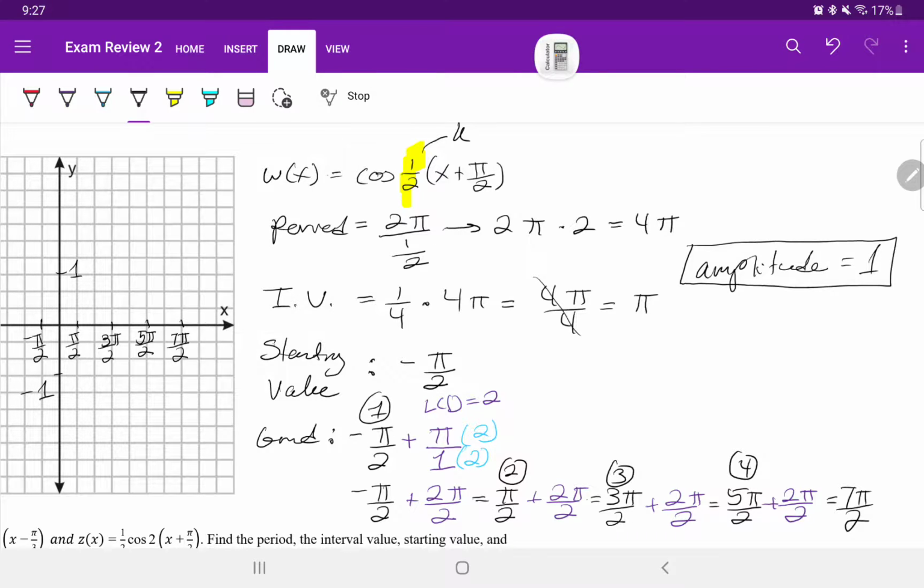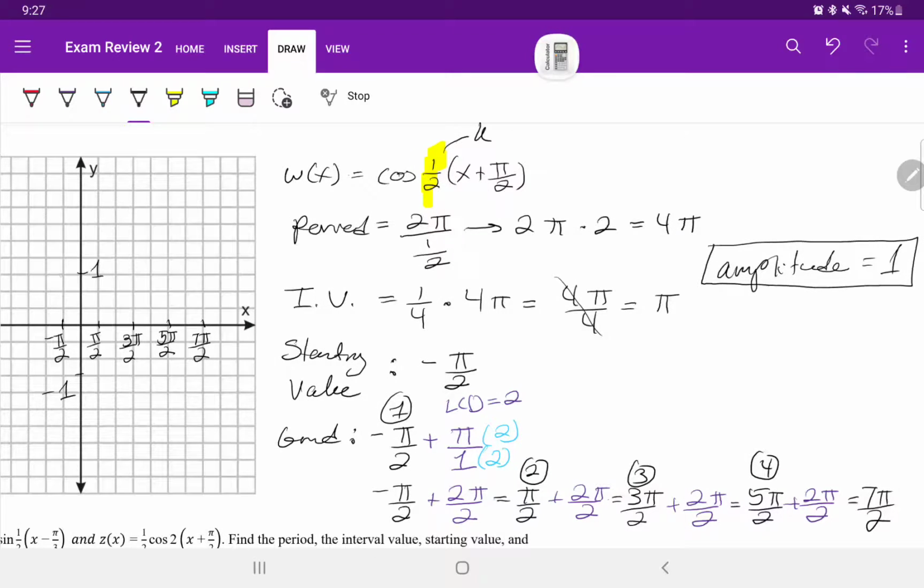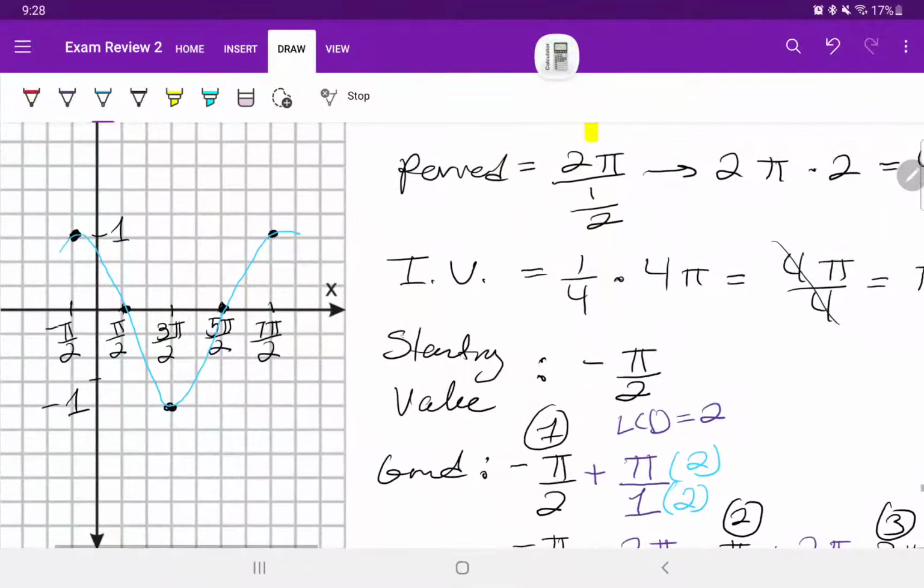And remember, this is a cosine function. When it comes to cosine function, at the starting value, it is at its maximum. Then 0. Then minimum. Then 0. Then back at the maximum. And this is how your function will look when you sketch it.